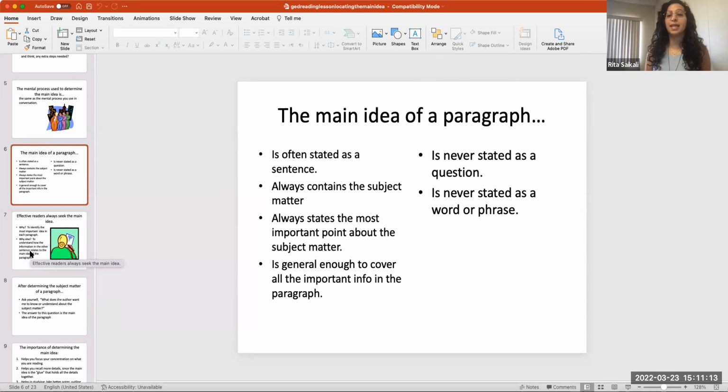So it always contains the subject matter. So we always know what it's talking about, or the general idea. And it always states the most important points about the subject matter. So in a paragraph that you could be reading, the most important thing is usually at the top of that paragraph. And it tells us the most important thing about it, just like in a conversation. And then we start giving examples, right?